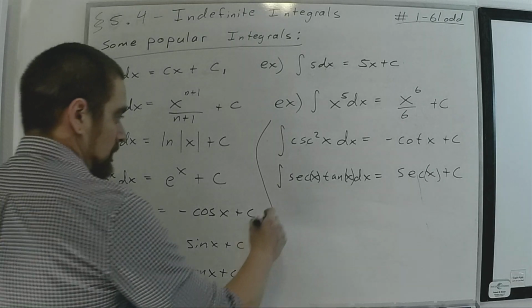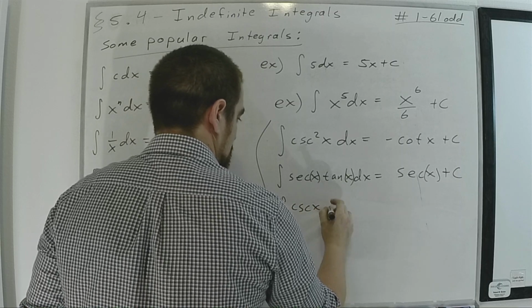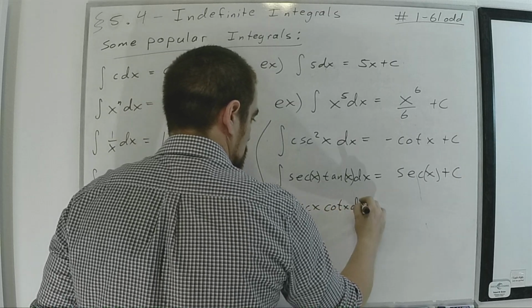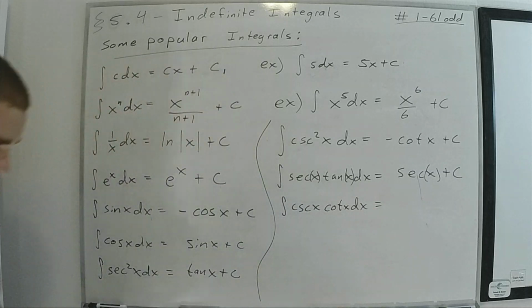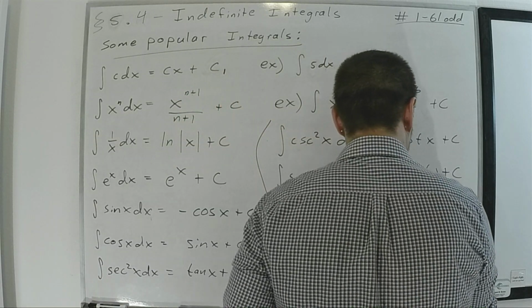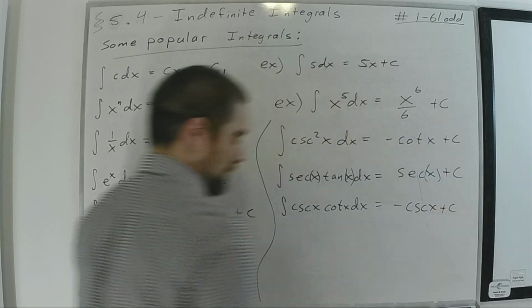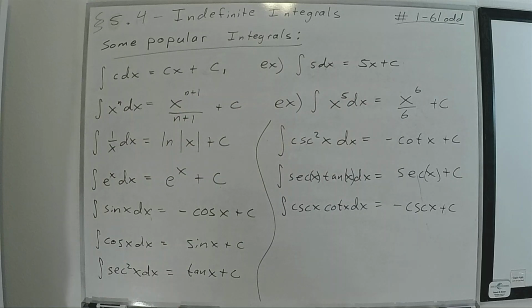Some more popular ones. Cosecant of x, cotangent of x. When you integrate that with respect to x, you get negative cosecant of x plus c.